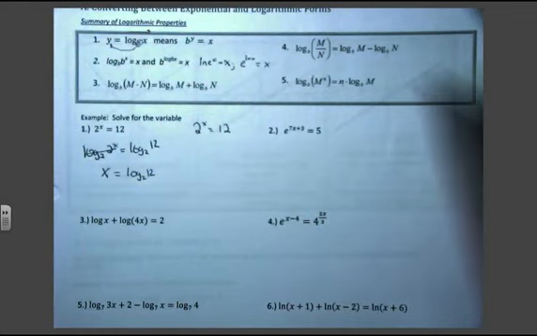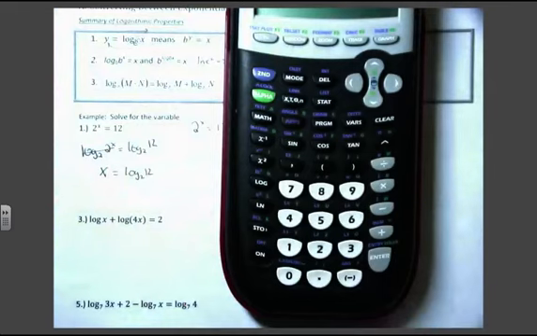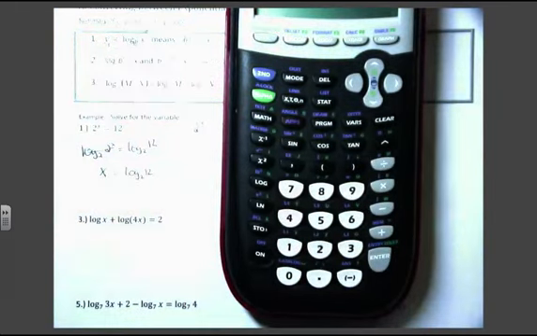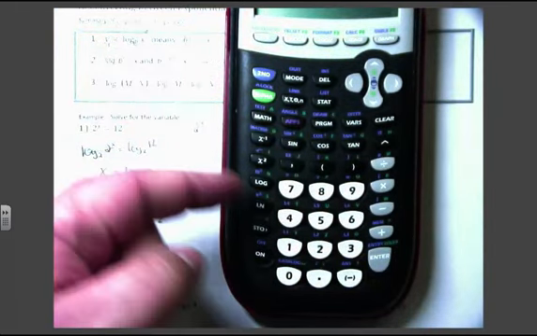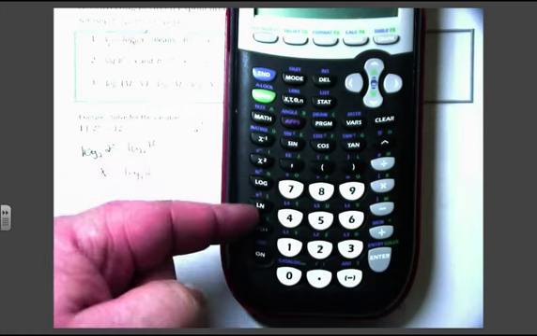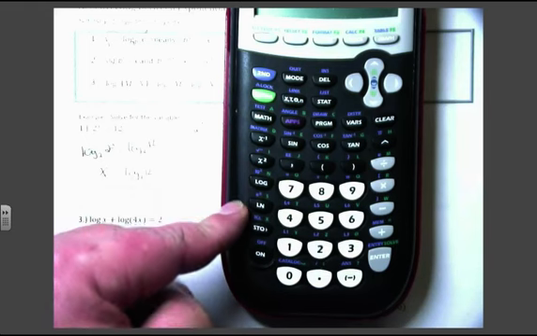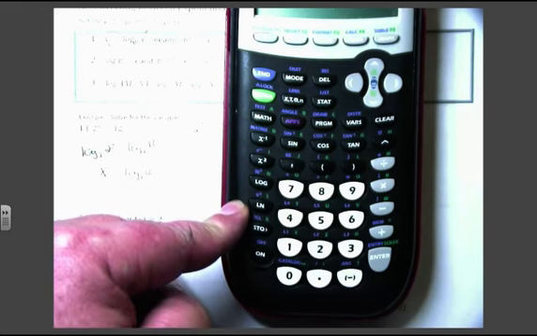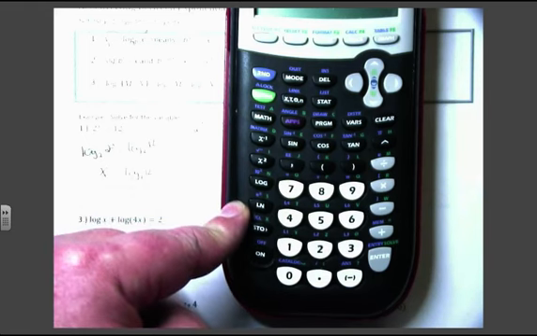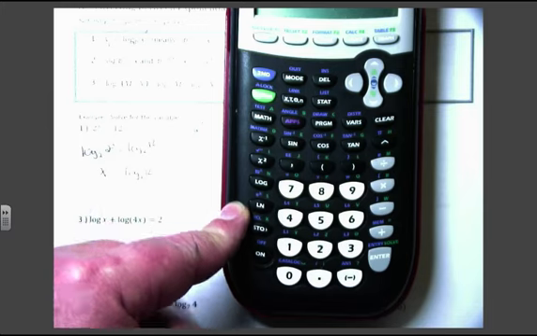In terms of my calculator, how many log buttons do I have on my calculator? There are 2 major log buttons here. The common log and the natural log. The common log, log, is log base 10. The natural log is log base e. When do I use a natural log? When I have an e in the problem.